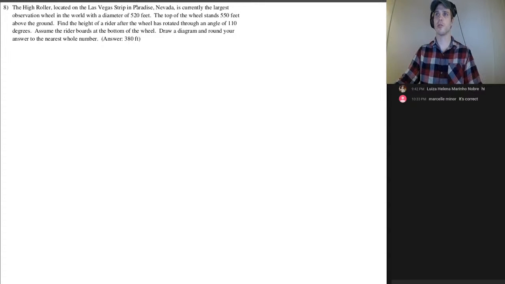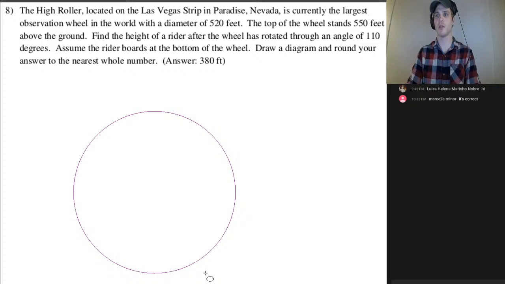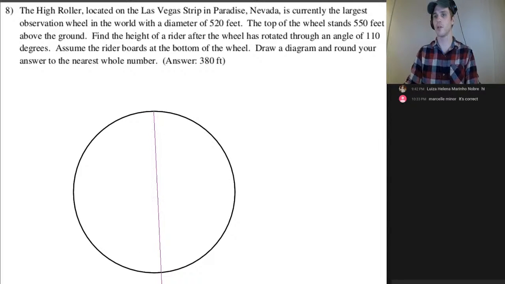Okay, so back over here. So we've got the High Roller located on the Las Vegas Strip in Paradise, Nevada, currently the largest observation wheel in the world with a diameter of 520 feet. So let's draw a wheel. And it has a diameter of 520 feet. So the top of the wheel stands 550 feet above the ground. So that means that this is 30 feet and this is 520 feet because that's the diameter here.